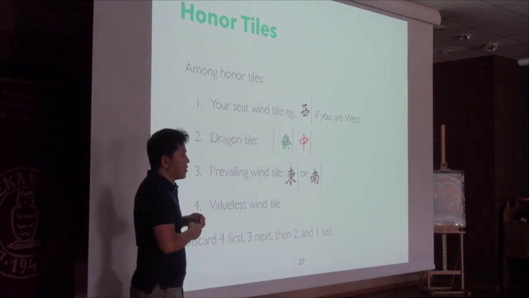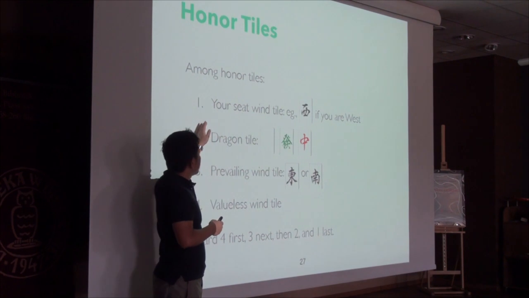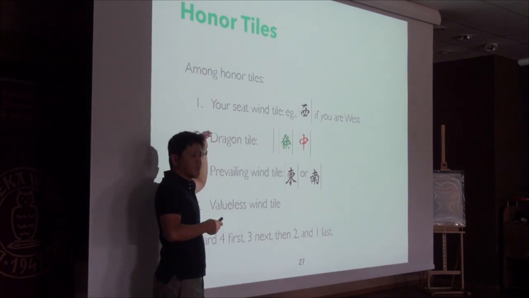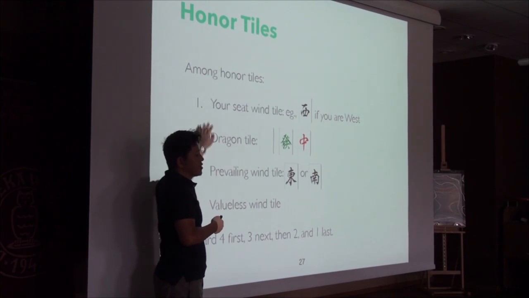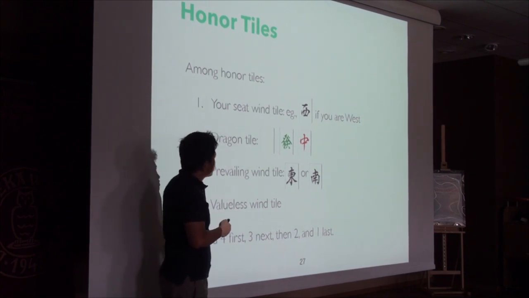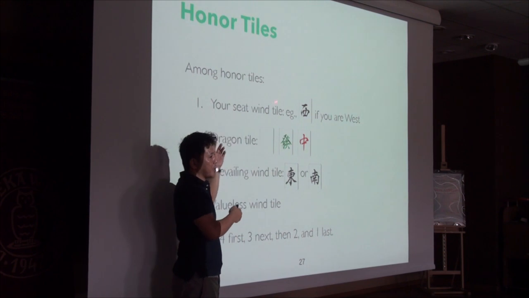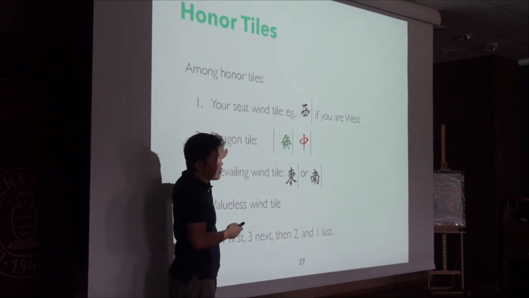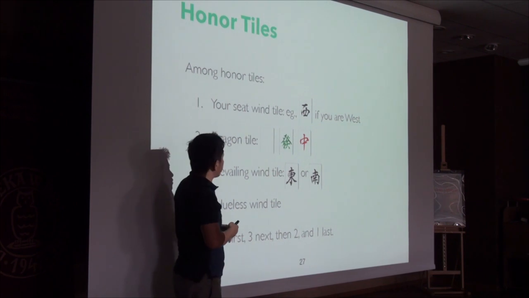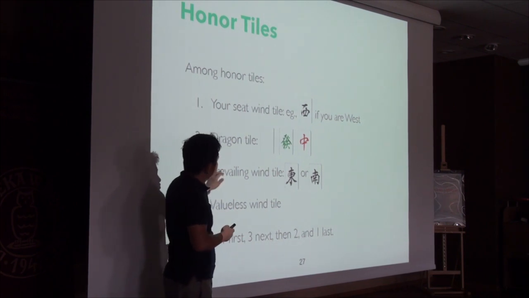The most useful ones to keep are your own seat wind tiles, for example, west when you are west. This is the most useful because only you can make use of it as a yaku pair. It's followed by dragon tiles, white, green, and red dragons, and then the prevailing wind tile.